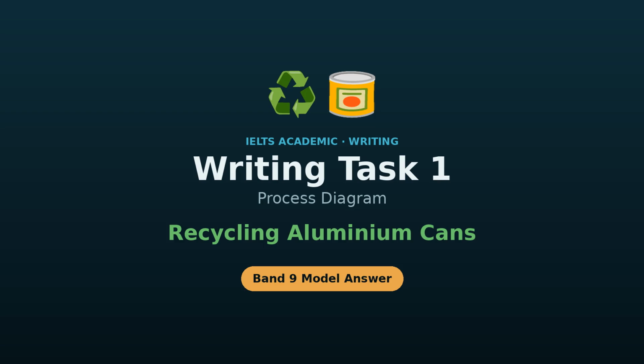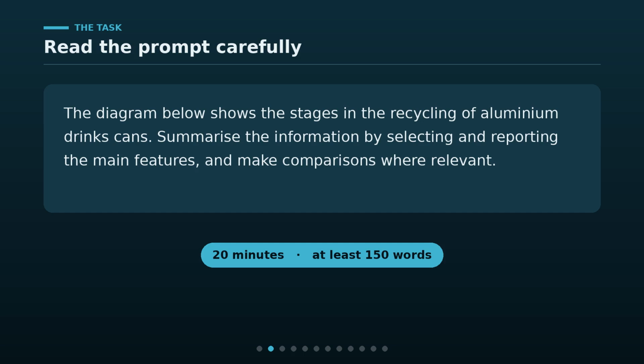Welcome. In this lesson we will tackle an IELTS Academic Writing Task 1, a process diagram showing how aluminium drinks cans are recycled. We will read the diagram, brainstorm and plan, and then write a full band 9 model answer together. Here is the task.